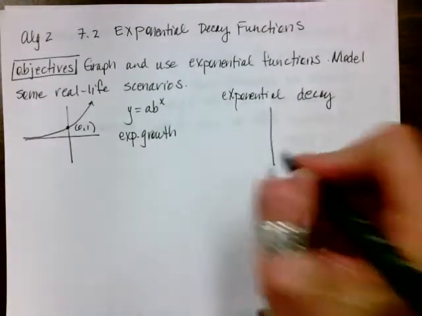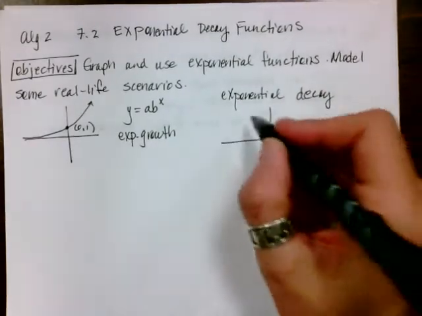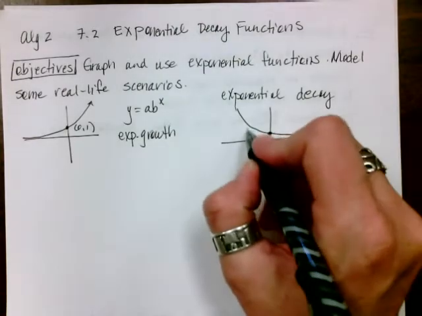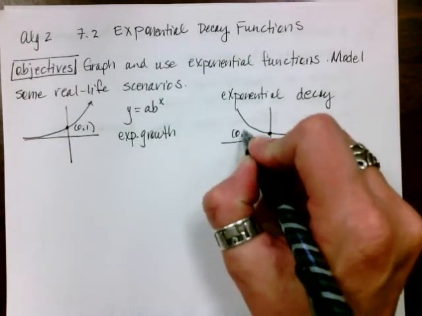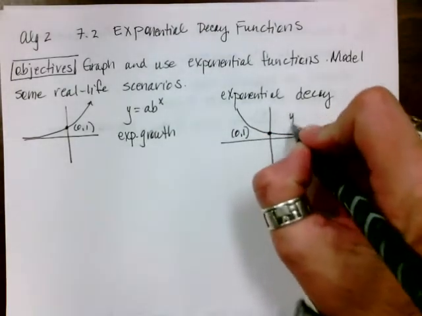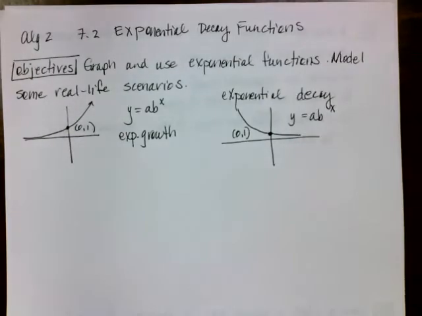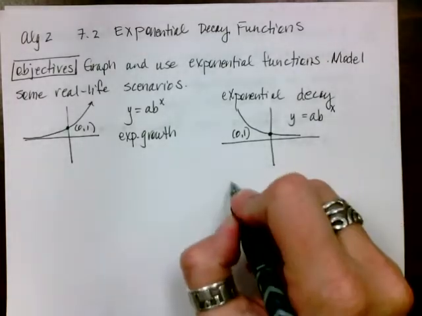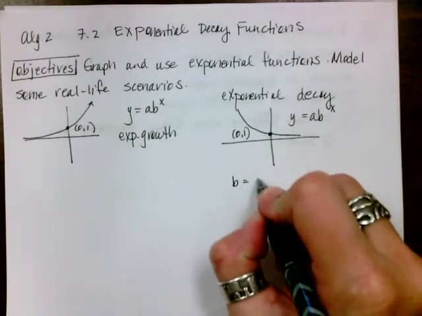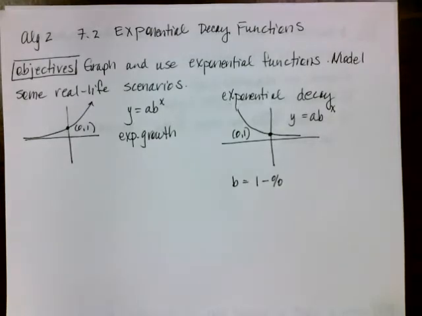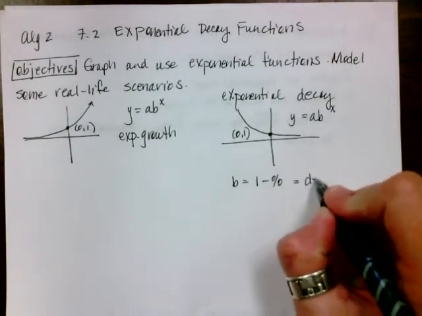Alright, the graph is going to look different. Now it's going to go this way. Okay, so it's still going to cross the y-axis at (0, 1). The equation is still going to be y is equal to a b to the x. The difference is for b, it's going to be 1 minus our percent. So b is usually a decimal.